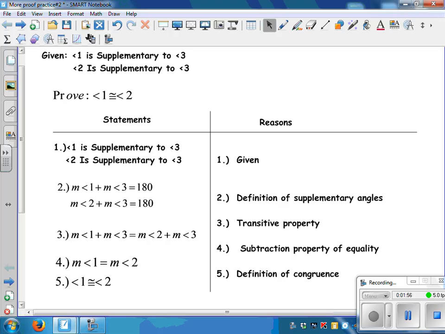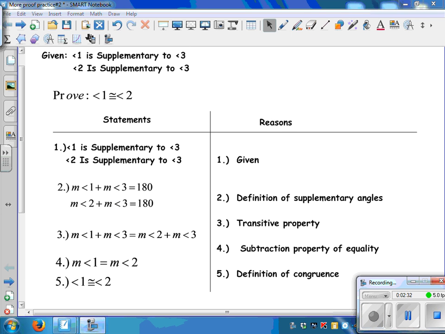Some of you may have put in a step that says the measure of angle 3 equals the measure of angle 3 by reflexive property, and you can have that. Now, number 4 and number 5, I've written as 2 separate steps. You can write them as one step as well. Because we've worked with algebra, I need to convert it over to what they're trying to prove, which is a congruency statement. So what I've done here is I've said that angle 1 is congruent to angle 2 by definition of congruence. But if you just want to write step 5 next to step 4, I would accept that.